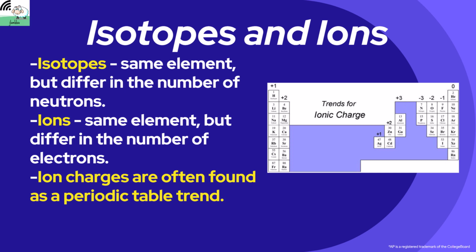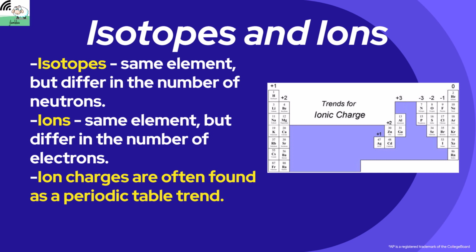And remember that ion charges are often found as a periodic table trend, and you've probably labeled the top of your periodic table with these quite a few times as you've gone through and done nomenclature. So if we look at the very first column, everything in that first column has one valence electron. It wants to get rid of that valence electron. So when it does, it has one more proton than electron, and so it takes a positive one charge. Everything in that second group loses 2 electrons, so it will be a 2 plus charge.